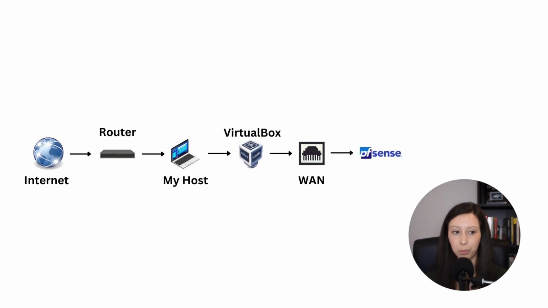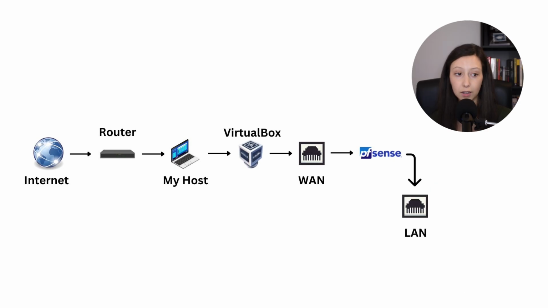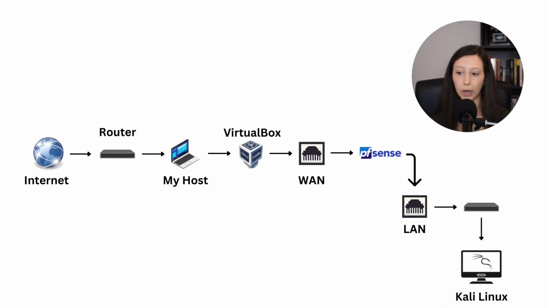And then you have pfSense, and pfSense manages data between the WAN and LAN. LAN stands for Local Area Network, and pfSense routes data to the LAN, connecting your virtual machines to each other and the internet. Finally, you have Kali Linux, and Kali Linux connects to the LAN, allowing it to access the network and communicate with other VMs and the internet.